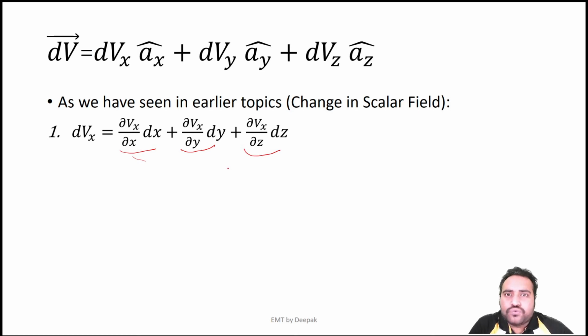Let me remind you what I discussed in the previous module. The changes in x, y and z are independent to each other. Because they are independent to each other, the changes because of x, changes because of y and changes because of z are also independent to each other.